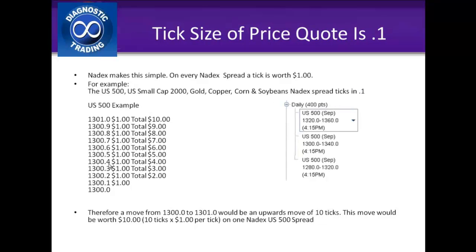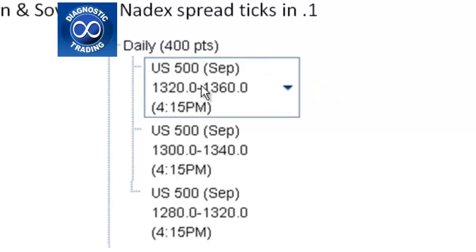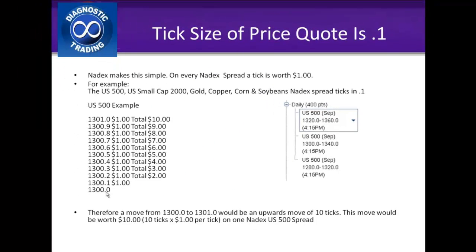Now, let's say we're looking at the US 500 or the US Small Cap 2000, gold, copper, corn, or soybeans. Okay, you don't have to memorize these. Just look at the platform and you'll see how it has 0.0 right there. So you know that if it moves from 0.0 to 0.1, that's a $1 move. To 0.2, that's a $2 move. Okay, so if it moved literally 2 ticks, that'd be a $2 move.